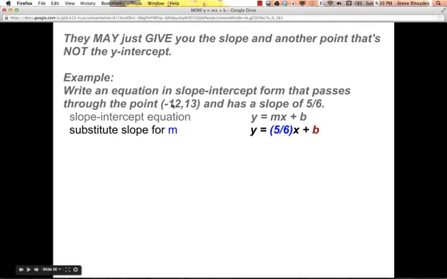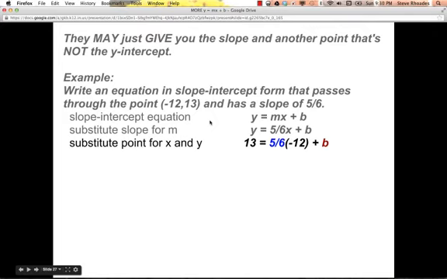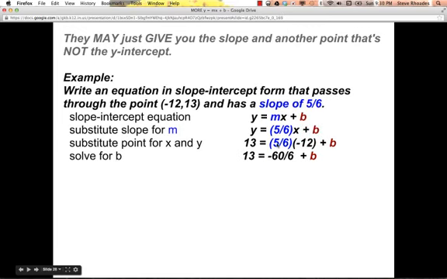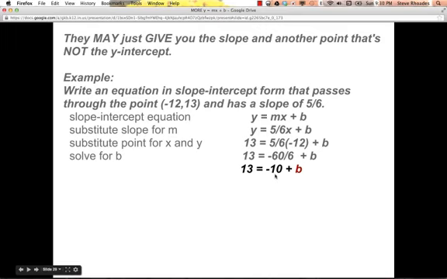-12 is our x value, 13 is our y value, and we're going to substitute that into this equation. As you can see here, the 13 is in place of y, the -12 is in place of x. Now we just have the variable b, so we're going to go ahead and solve for b. When we do this, 5/6 times -12 over 1 is equal to -60/6. That can be simplified down to -10.